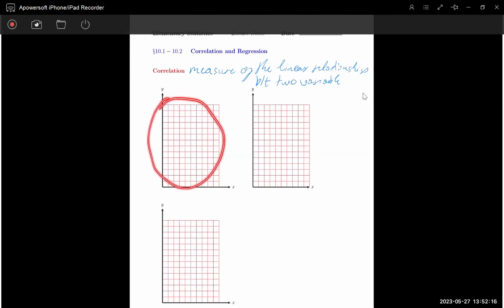For this one, size by weight, we can say positive correlation. And R is around 0.88. So we can get the line. We can get it right here.